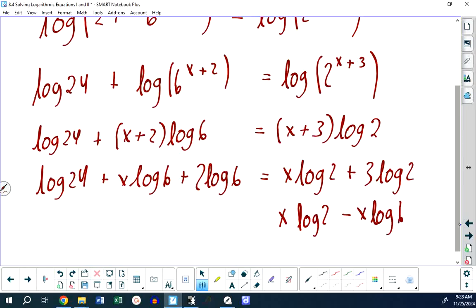That will give me fewer negatives. Just before we get started today on the practice, I have to talk about what happens if you move it to the other side. And then I have to subtract the 3 log 2.